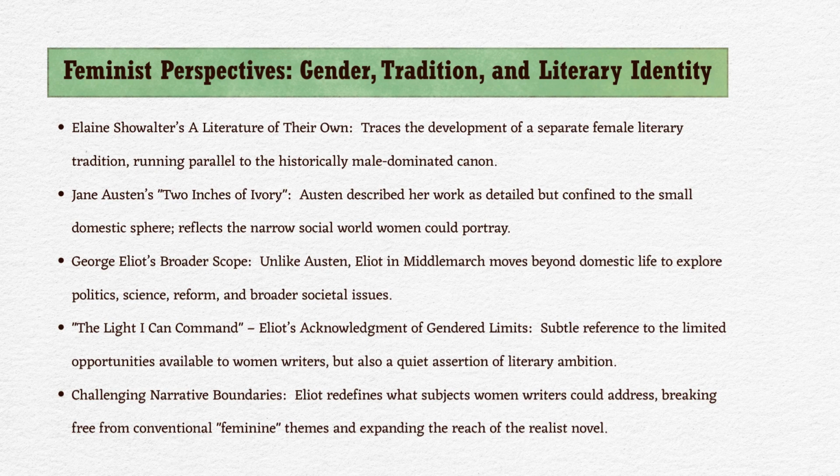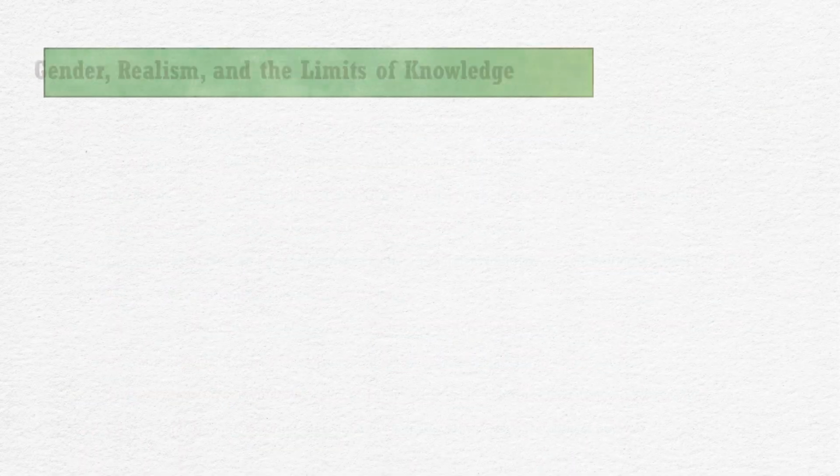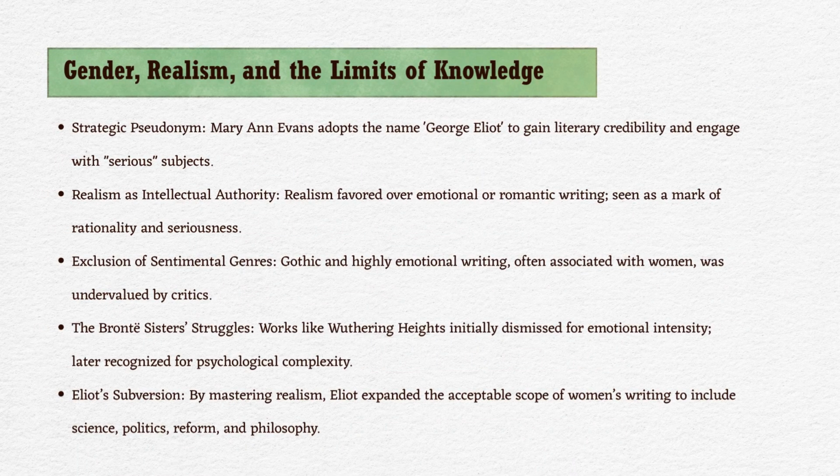After seeing how Eliot challenged the boundaries of what women could write about, it's important to understand the strategies she used to carve her space in the male-dominated literary world. Mary Ann Evans adopted the pen name George Eliot to navigate societal biases. At the time, women writers were often expected to produce sentimental or domestic fiction, and their work was rarely seen as intellectually serious.